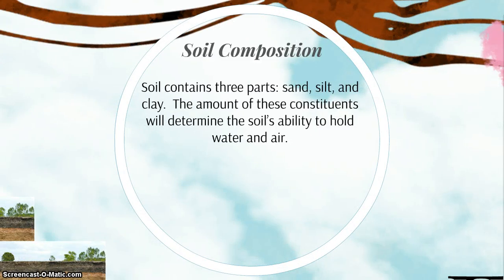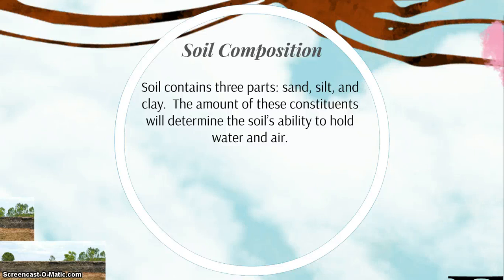We look at the soil composition. We look at soil containing sand, silt, and clay, and the amounts of these determine the soil's ability to hold air and water. If we look at a soil with more sand, it's going to be able to drain water a little bit easier, and water is going to percolate down through that or soak through. Whereas if it's got more silt and clay, the water is not going to be able to soak down into the ground. It's going to pool up at the surface a little bit more, and it's going to take a lot longer to soak into the ground.